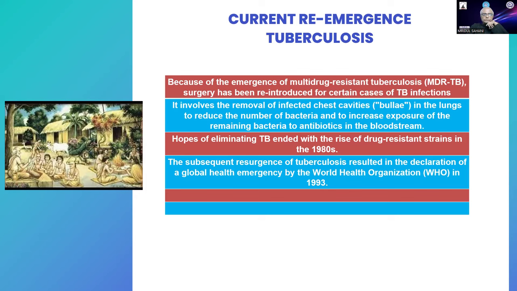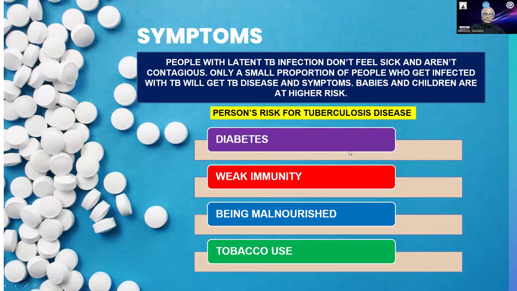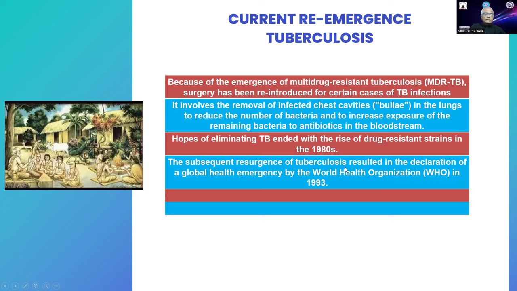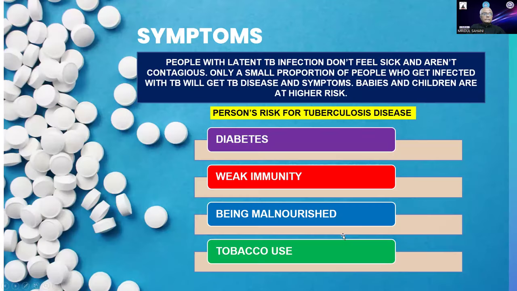Nowadays we are getting the reemergence of tuberculosis, that is the drug resistant tuberculosis. Why? It involves the removal of the infected chest cavities in the lungs to reduce the number of bacteria and to increase the exposure of remaining bacteria to antibiotics in the bloodstream. And hopes of eliminating tuberculosis ended in the rise of drug-resistant strains in 1980. And then the subsequent resurgence of tuberculosis resulted in the declaration of a global health emergency by the World Health Organization in 1993.